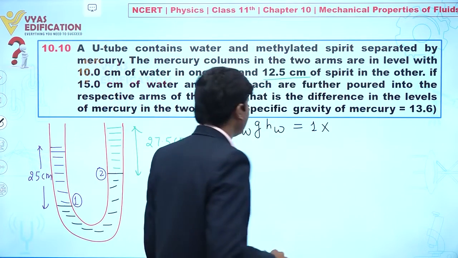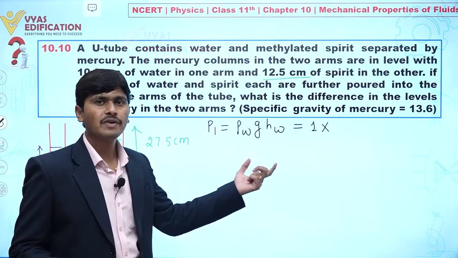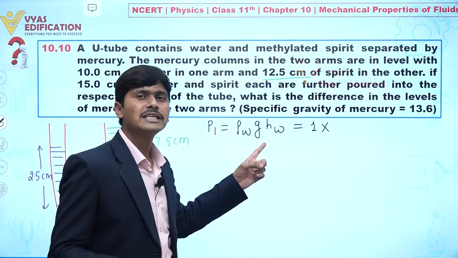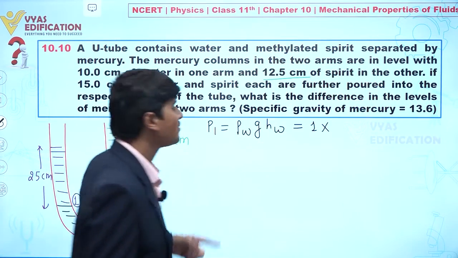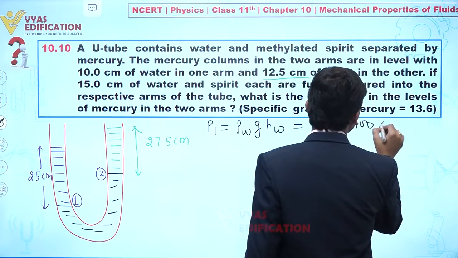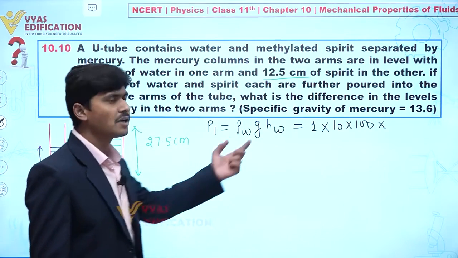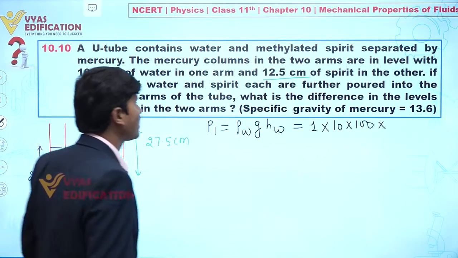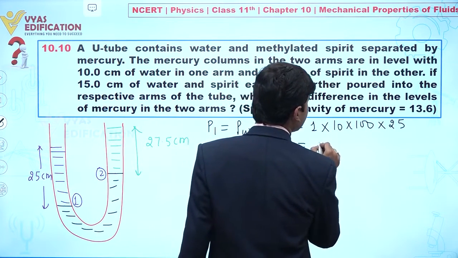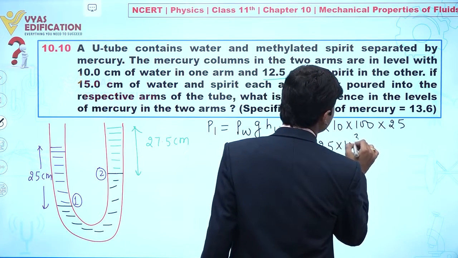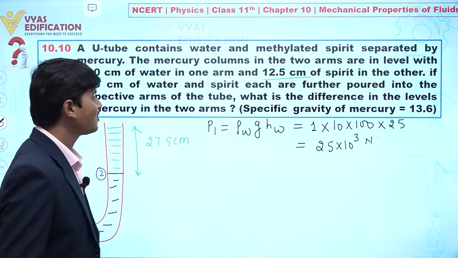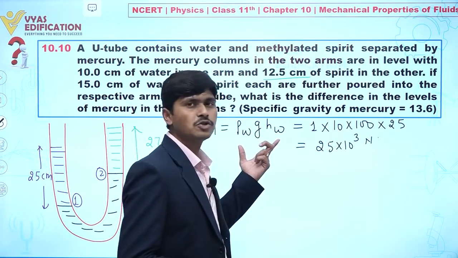Now if I am talking about g, the value of g is 10 meter per second square. I can say this is 10 into 100 centimeter per second square. And the height of water is given as 25 centimeter. So from here you can see we get pressure 25 into 10 to the power 3 dyne per centimeter square. Because this is pressure, you are getting all values in CGS.